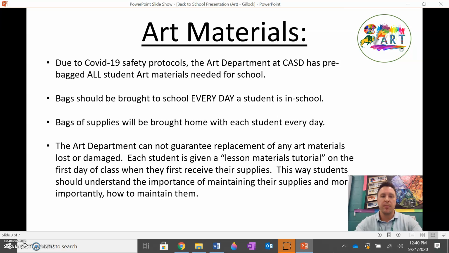The art department cannot guarantee replacement of any of the materials. Because the budget was so tight and we had to order materials for the whole year, and all the materials are already bagged for all the students for the year, we can't guarantee the replacement. So please make sure that your child is not damaging the materials, is using them properly, and that they don't become lost. My advice is just to take them out when they're doing the work, and then when they're done, put them right back in their backpack. That way it has a set location, they'll never lose their materials, and they'll be ready to bring to school the next day. Again, any questions about the materials, you can always message me.